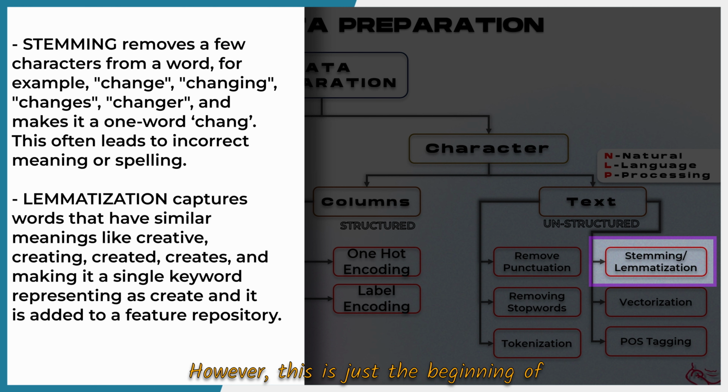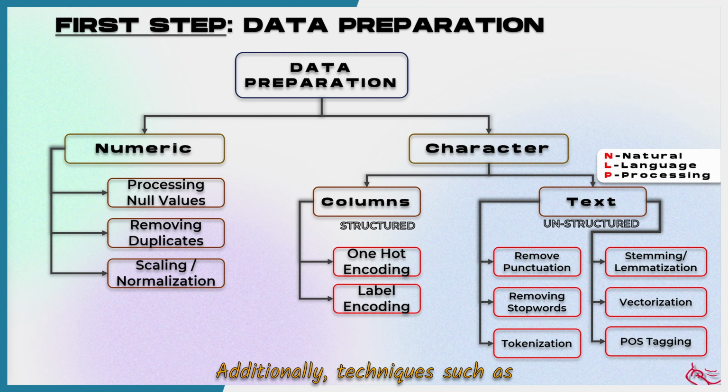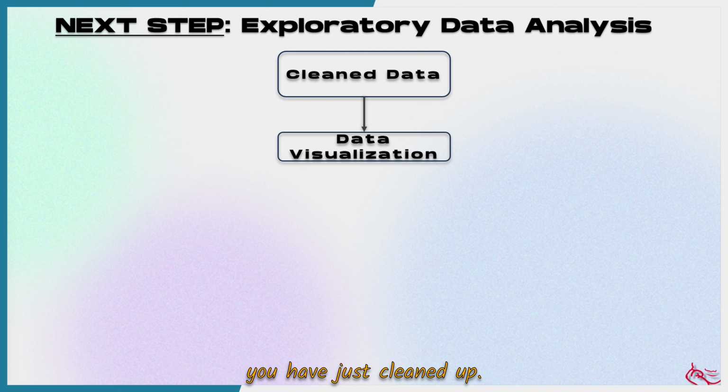However, this is just the beginning of processing raw text. Additionally, techniques such as lemmatization, POS tagging, vectorization, chunking, chinking are required for NLP, which will be discussed in detail in an upcoming video. Our next step is to analyze the data that you have just cleaned up.